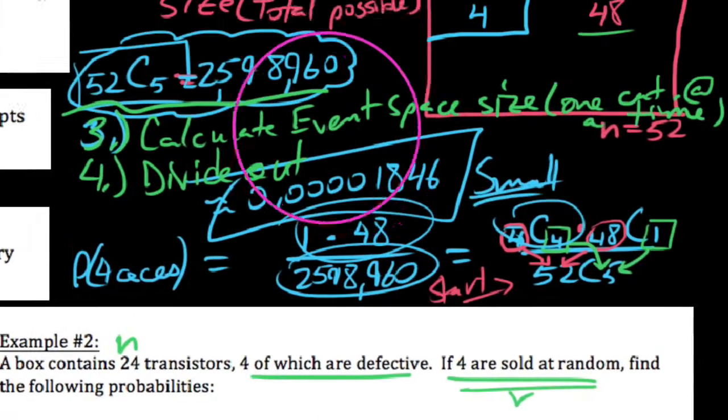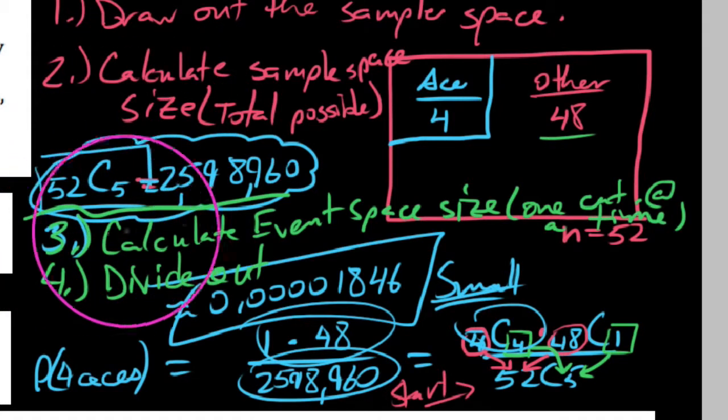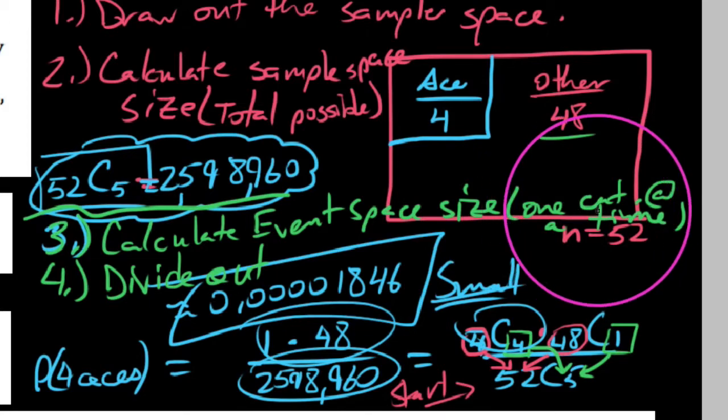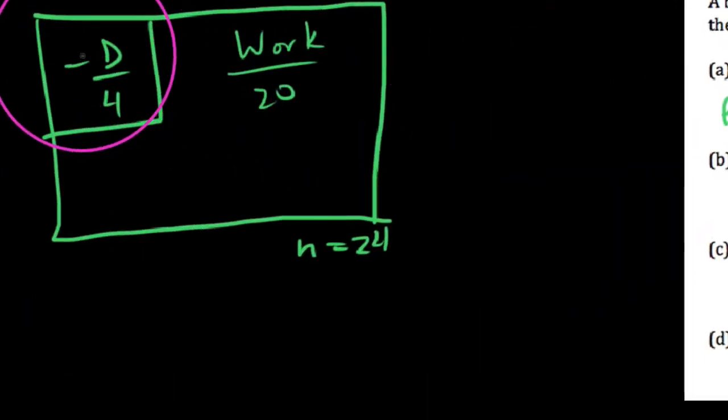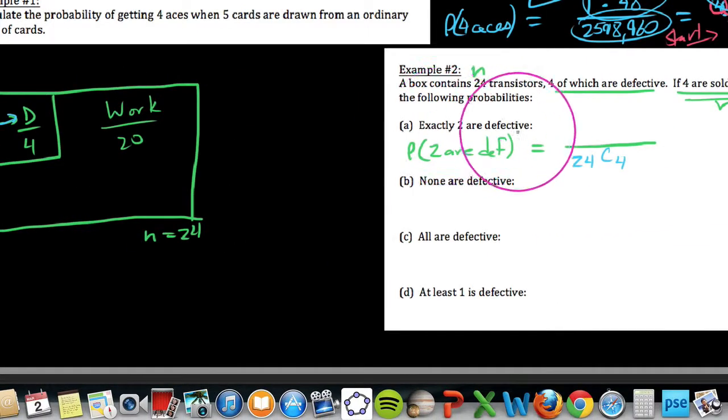So here's the part where we're going to go through step 3 up here again, after we calculated the sample space size. It says calculate the event space size, one event at a time, one category at a time. We're going to start with the defective ones. Of the 4 defective, how many do we want? We say 2. So I've got 4, and I'm choosing 2 of those.